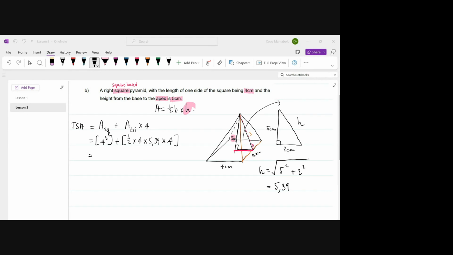All right. So I know 4 squared is just 16. So I'm going to get 16 plus 4 times 4, that's 16. Half of 16 is 8. So I'm just going to get 8 times 5.39, which is equal to 43.12. That added together is going to give us indeed 59.12 centimeters squared.